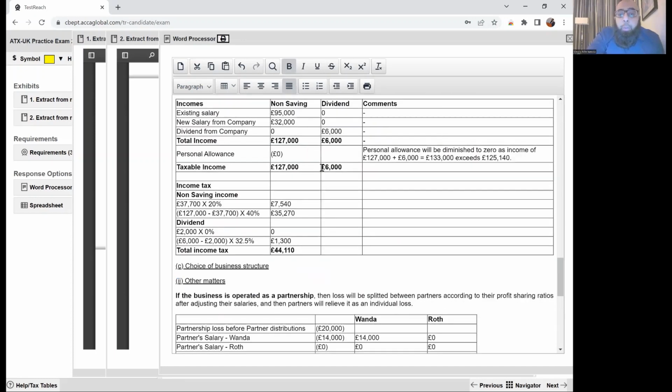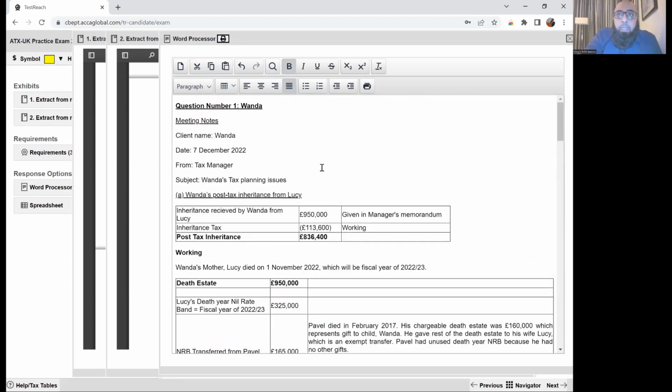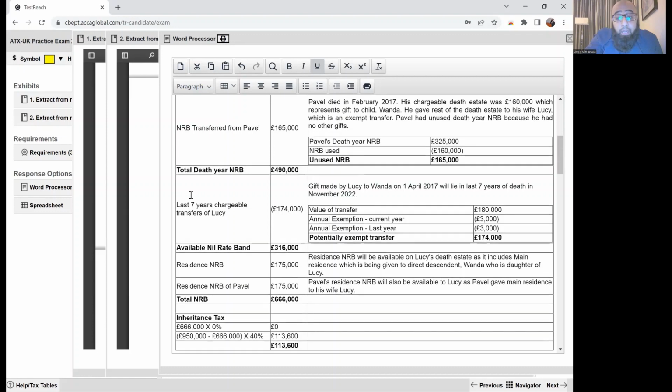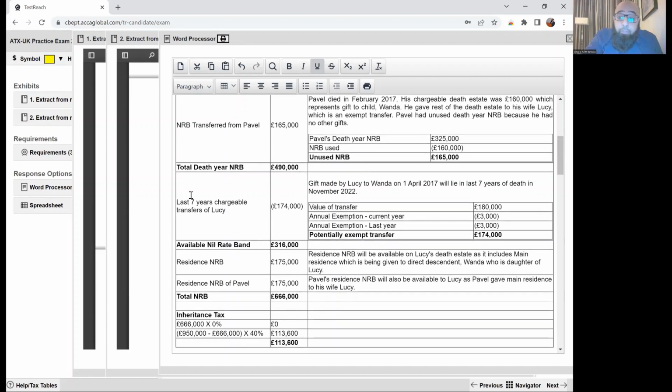So if we take a quick review of this answer before moving towards the last one, we made the format of the meeting notes. That's something very basic, repetitive. Then there was Vanda's post-tax inheritance from Lucy. This includes some complex rules in relation to transfer of NRB and residence NRB. I hope you all remember.